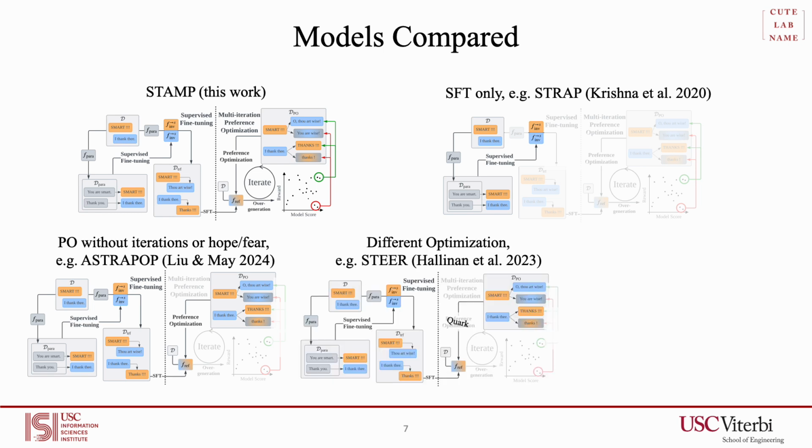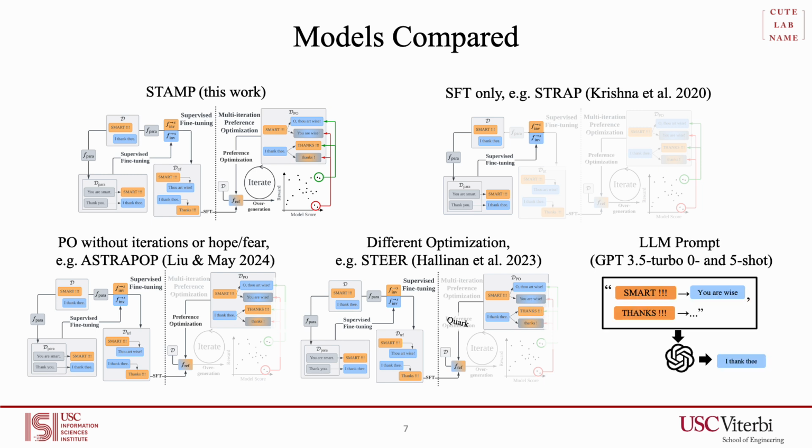We can use a different approach to optimization. That's STEER, which uses Quark instead of CPO or DPO. That's from Hallinan et al. 2023. And we can do the basic approach of just using an LLM prompt. We tried GPT-3.5 Turbo with zero-shot and 5-shot examples.